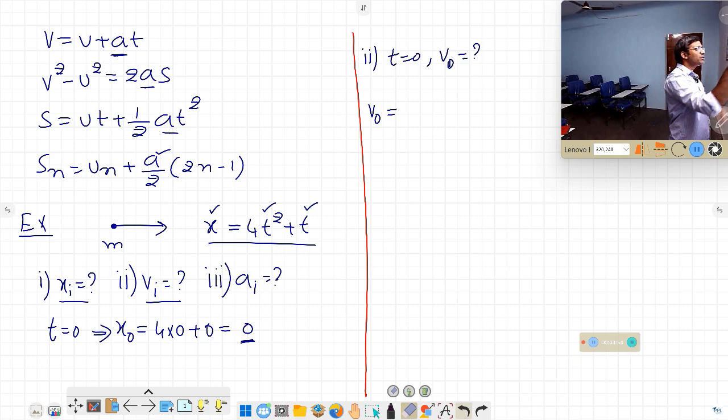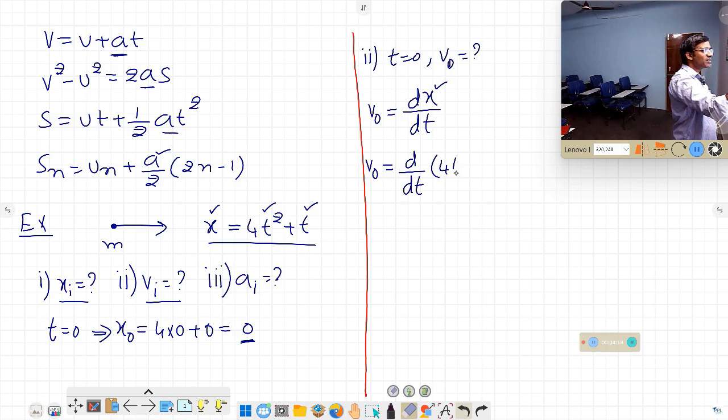To get v naught, you know that velocity is nothing but the rate of change of displacement. So I can write this in terms of a differential function as dx by dt. So I can write v naught is equal to d by dt of the function. You know that x is called displacement, and here the equation is given: 4t square plus t.